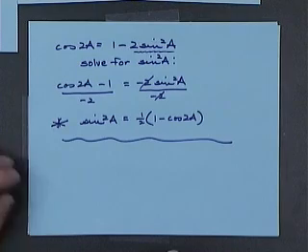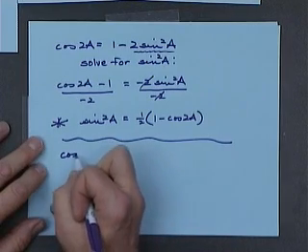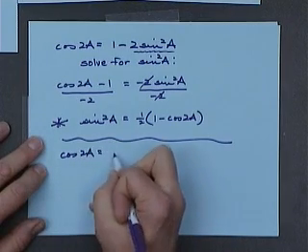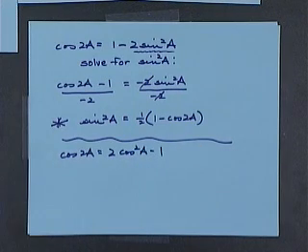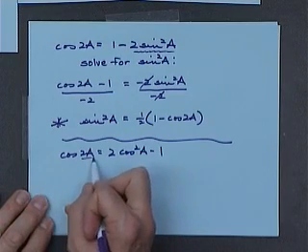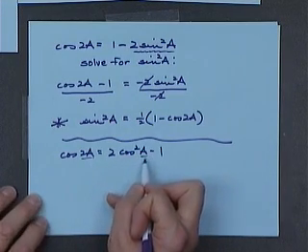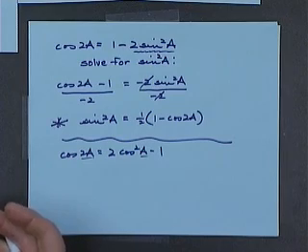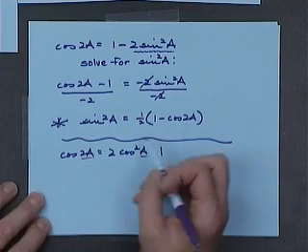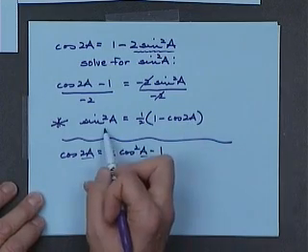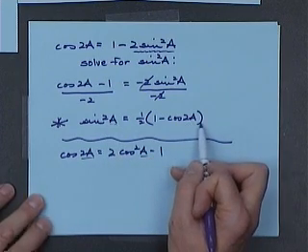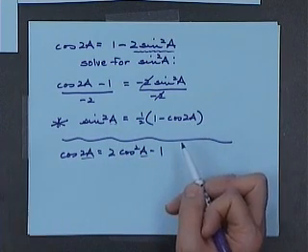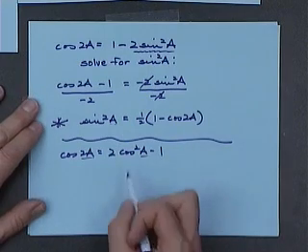Now the other one was cosine of 2A equals 2 cosine squared minus 1. You notice the difference in the angles? This is twice A, and this is A. So they're not the same. You could think of this as a double angle identity, or you could think of it as a half angle identity, because this angle is half of this angle. So it serves both purposes.